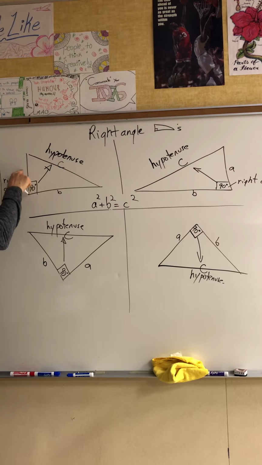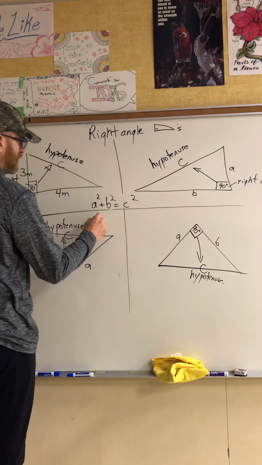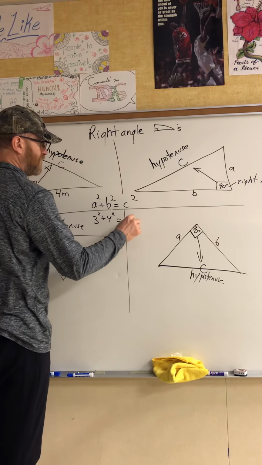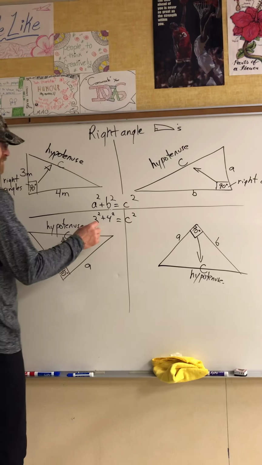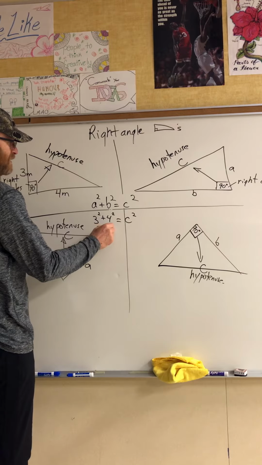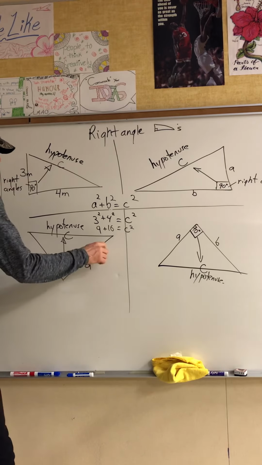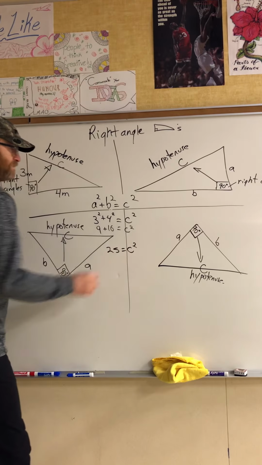A is going to be 3 meters. B is going to be 4 meters. And we'll see what C is. So we have 3 squared plus 4 to the power of 2 equal to C to the power of 2. And I'll show you a bit about why that works in a few minutes. 3 squared, 9, plus 4 squared, 16, gives us C squared. And then 9 plus 16 is 25, equal to C squared.